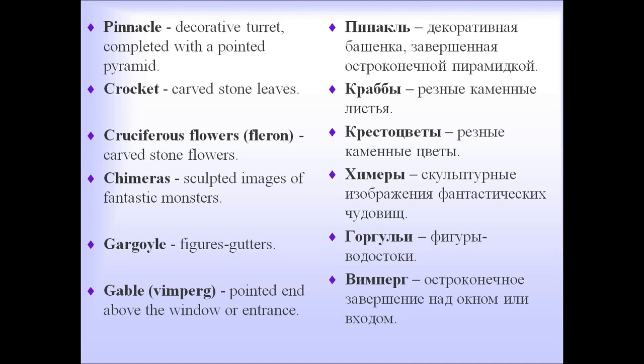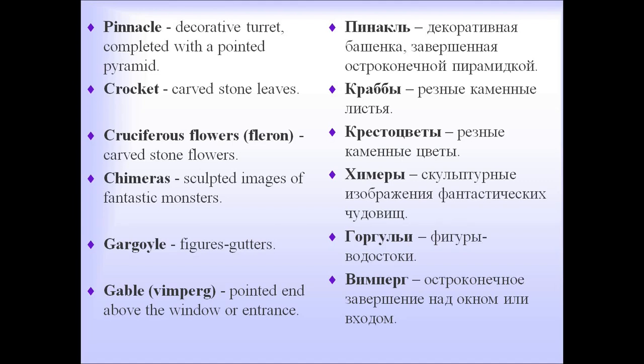And some other elements are about decorating the Gothic architecture. These are pinnacles, decorative turrets completed with a pointed pyramid. Another is a crocket, carved stone leaves, then cruciferous flowers, or fleuron, in other words, carved stone flowers. Then chimeras, these are sculptured images of fantastic monsters. Gargoyles, these are figures, gutters. And gable or wimperg, a pointed end above the window or entrance.